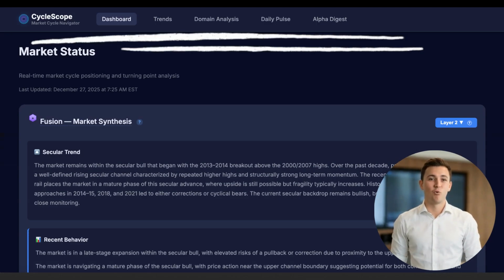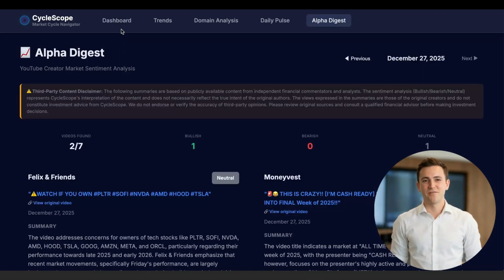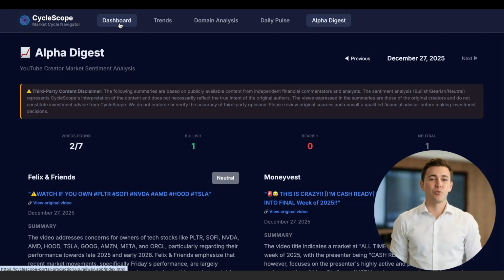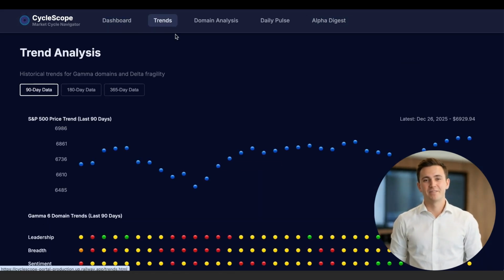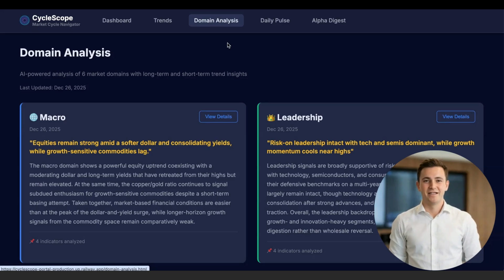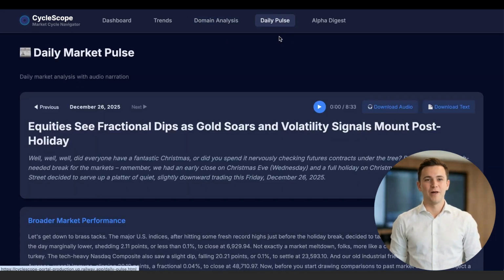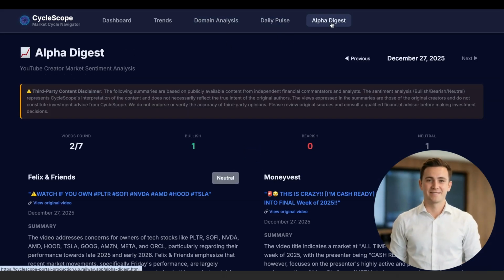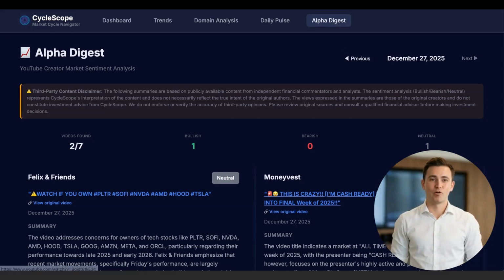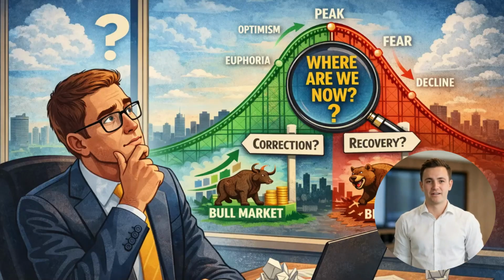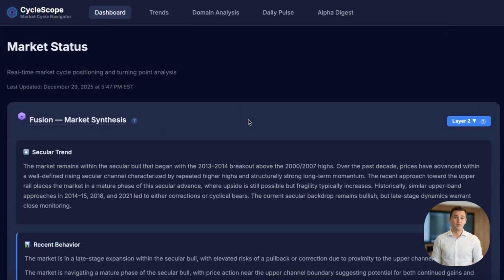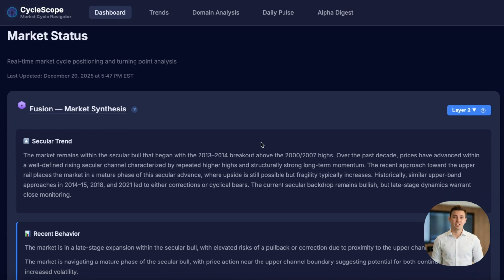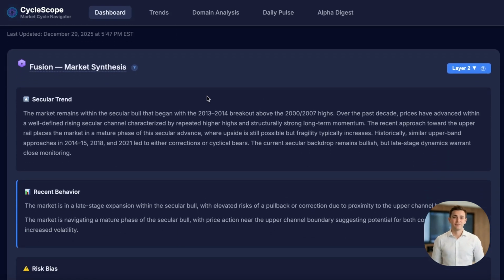CycleScope provides 5 core tools, all updated daily Monday to Friday. A comprehensive dashboard for your overall market view, historical trend analysis to spot patterns, deep dive domain analysis powered by AI, daily market reports in text and audio, and popular YouTube financial creator and analyst sentiment tracking, all designed to answer one critical question: where are we in the market cycle? Let's explore each feature in detail. This is the CycleScope dashboard, your command center. It's organized into 3 sections, each answering a different question about market health.